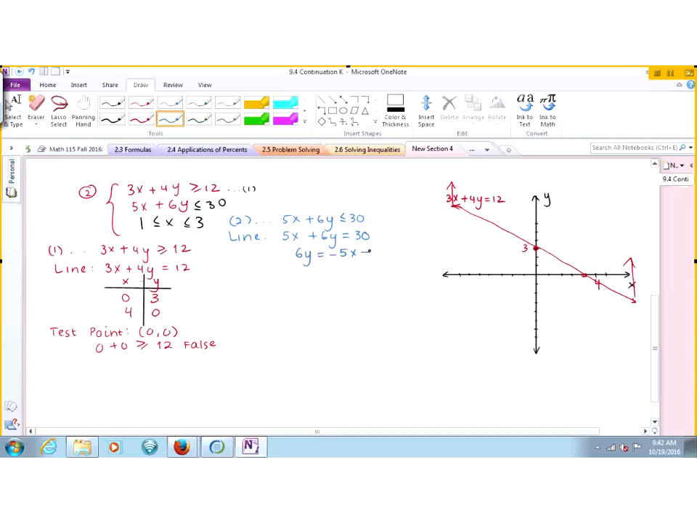So 6y is negative 5x plus 30, and then divide by 6. So this is okay too to graph. So y is equal to negative 5 over 6x plus 5. Do we know the slope? Negative 5 over 6. Do we know the y-intercept? Okay, good. So I start with 0, 5. And then what do you do? Go down 5, go to the right 6.